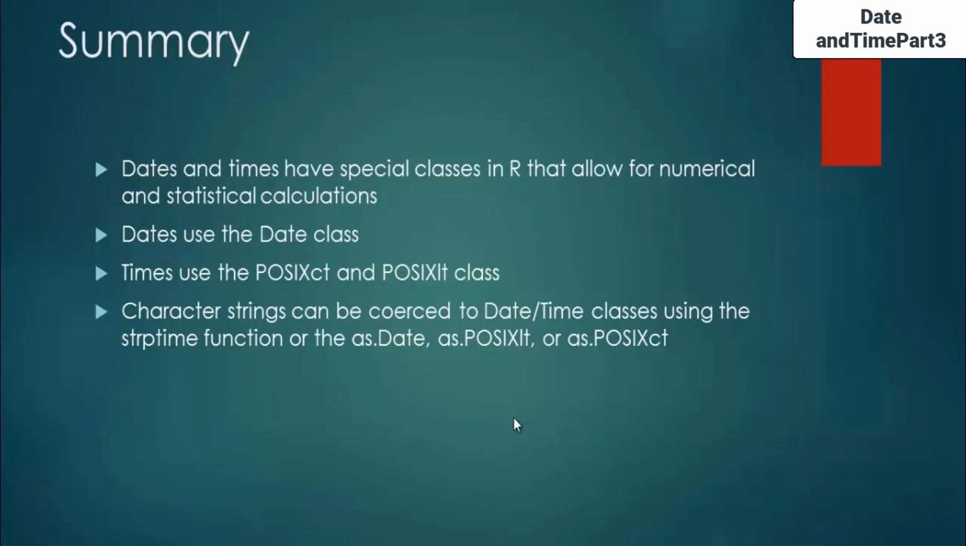Now to see the summary of dates and times. As I said earlier, dates and times have special classes in R that allow for numerical and statistical calculations. Dates use the Date class, times use the POSIXct and POSIXlt classes, and character strings can also be converted to date or time classes using the strptime function, or the as.Date, as.POSIXlt or as.POSIXct functions. So this concludes the date and time.